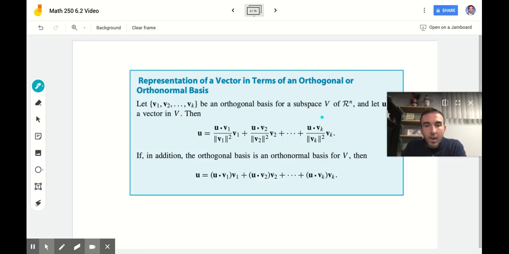We can represent a vector in terms of an orthogonal or an orthonormal basis by using our work from section 6.1. We can take a vector u and v, and given an orthogonal basis, we can represent u as a sum or a combination, if you will, of the orthogonal basis vectors with coefficients we determine by using dot products and norms. So that's a nice little result there.